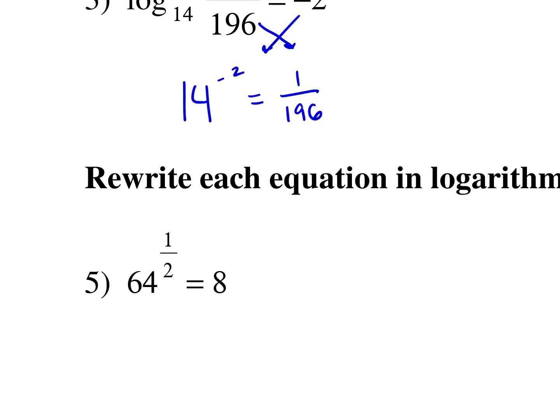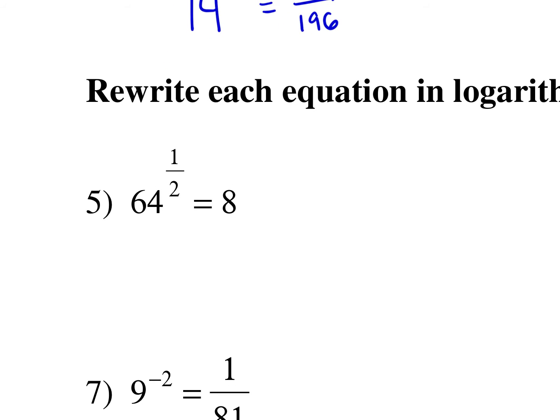For number 5, we're putting it into logarithmic form. So start off with the word log. What's my base? 64. So it's log base 64. It becomes a little 64 on the bottom. What would come next? 8. And then what's it equal to? 1/2.